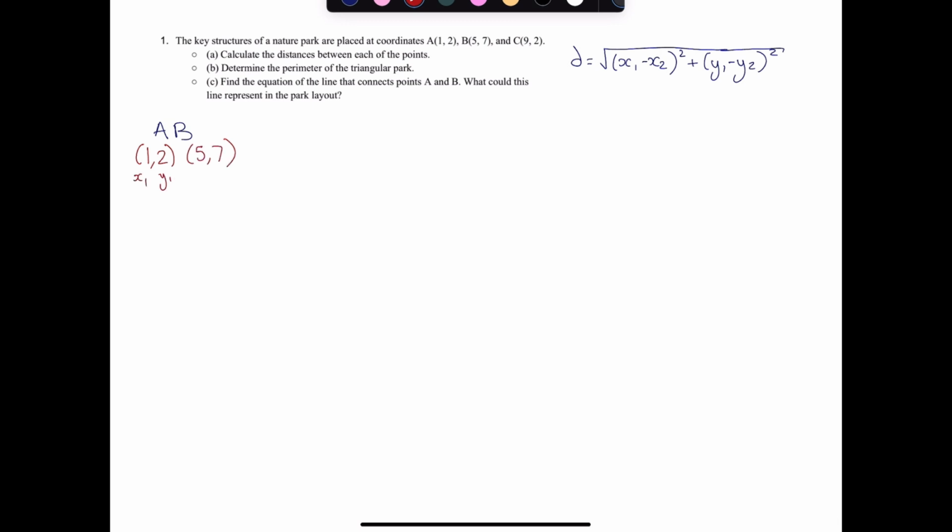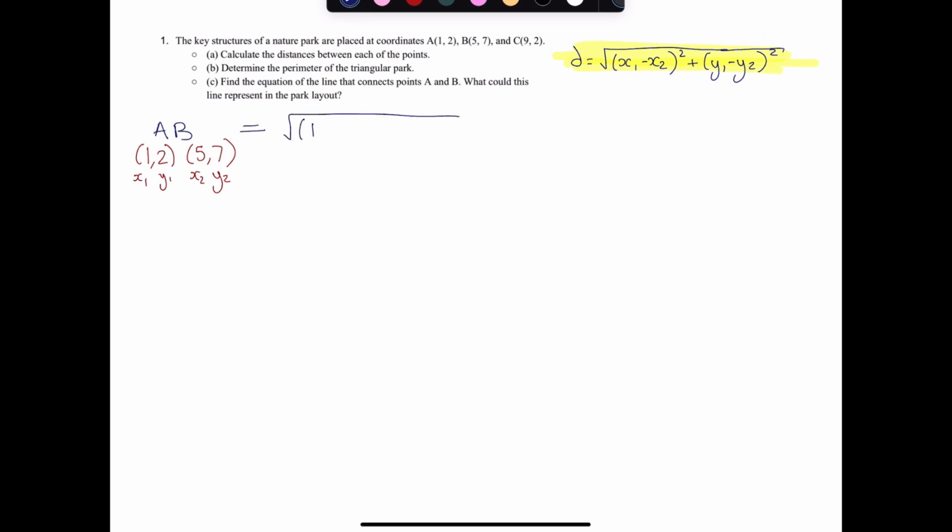Okay, so the first distance I'm going to find is between A and B. My coordinate of A is 1, 2. My coordinate of B is 5, 7. I'm going to label them as x1, y1 and x2, y2 just to stop me getting confused. Then I'm going to use my distance formula, which I've already written here. Okay, and it's just a case of substituting in to my formula.